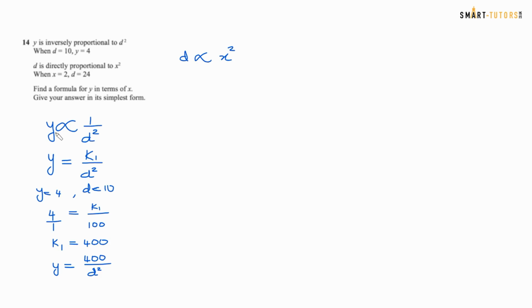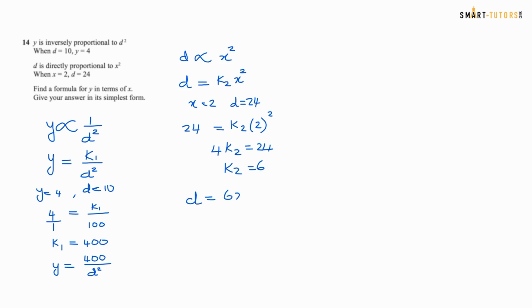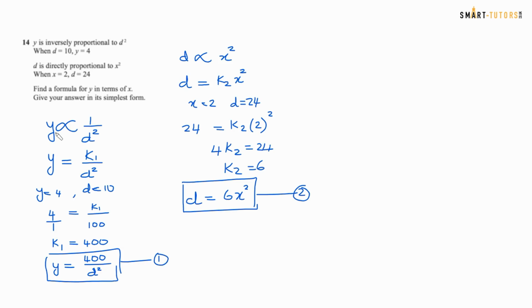The second part is d is directly proportional to x squared. So I'm going to make this an equation, d equal k2 x squared. So x equal 2 and d equal 24. So 24 equal k2 times 2 squared. So 2 squared is 4. So 4k2 equal 24. K2 equal 6. So you can write the equation as d equal 6x squared. So we have two equations. This is my second equation and this is my first equation.